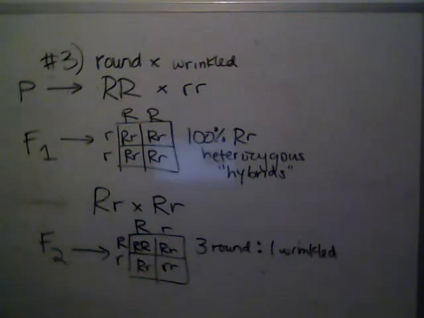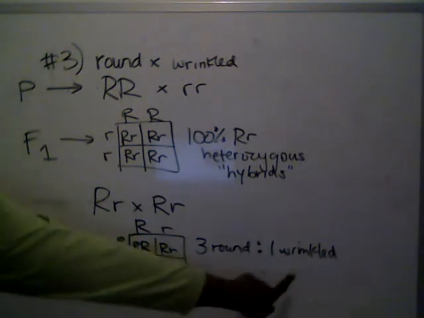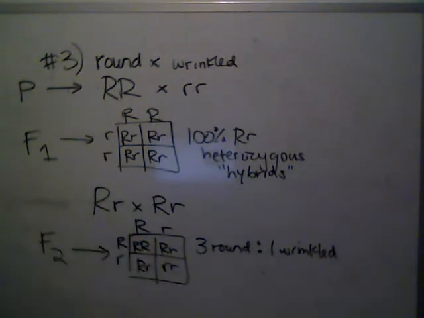Okay, so one thing that we could say is F1 generation 100% hybrids, F2 or the second generation, we have 3 round to 1 wrinkled. So I'll leave you to choose the correct answer for that one.